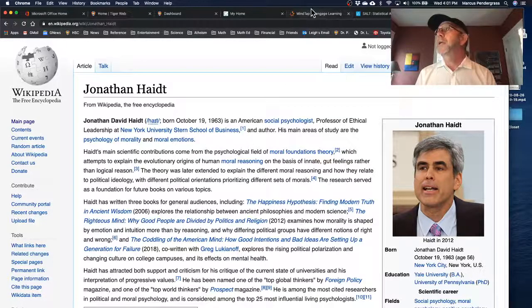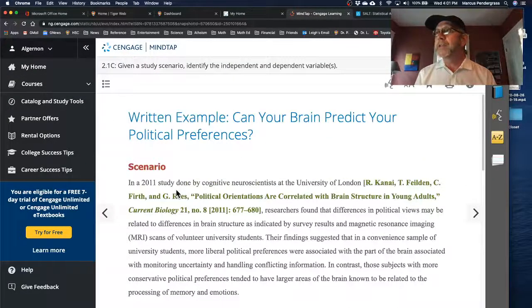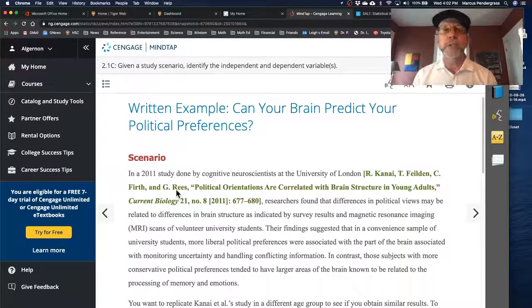And so his work here is cited by almost any survey that looks at this kind of question, which is how do people's political views align with other aspects of their psychology or physiology. So it's a really fascinating area of research.